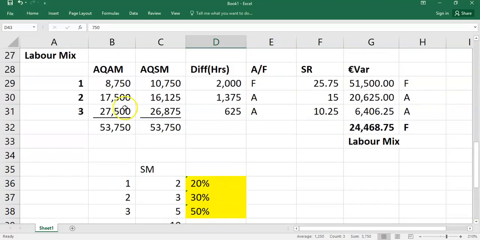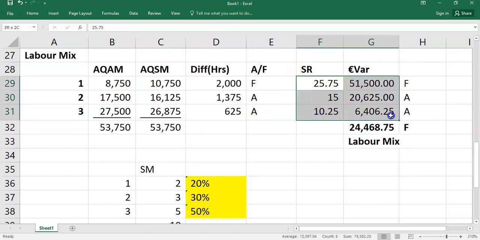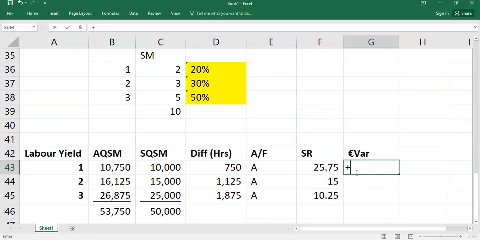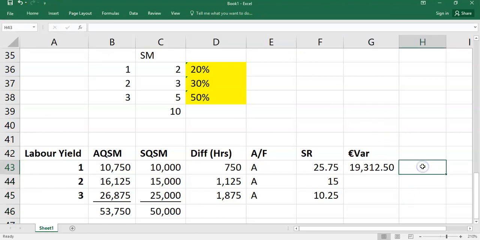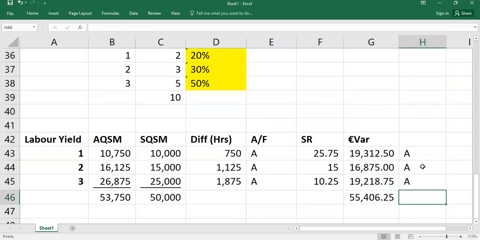There should never be any difference when you're looking at mix because you're looking at the same quantity. Whereas when you're looking at yield, you're looking at AQ compared to SQ. And then you just copy down the same standard rates as you had in the previous table, and you get your monetary answer. 750 times 25.75. I'll just make sure that these are all to 2 decimals, just for completeness. That'll be adverse. 1,125 hours adverse times 15 an hour. And 1,875 adverse times 10.25. All adverse. And thankfully, that is the answer we're looking for. The labour yield.